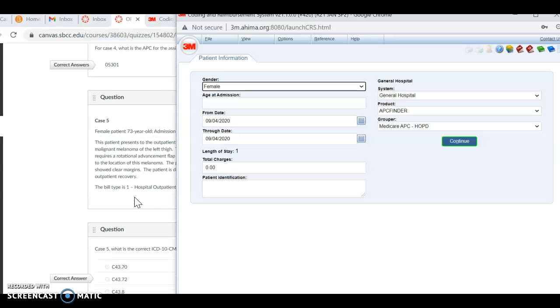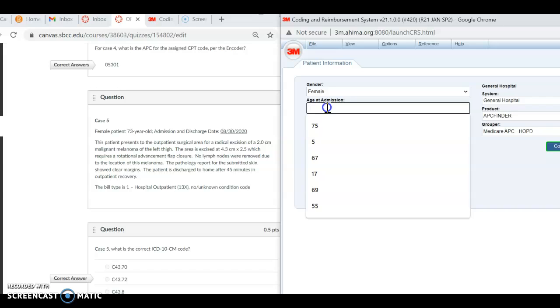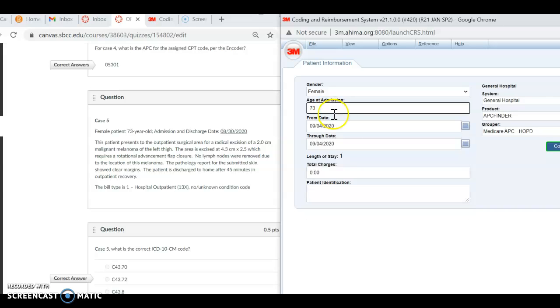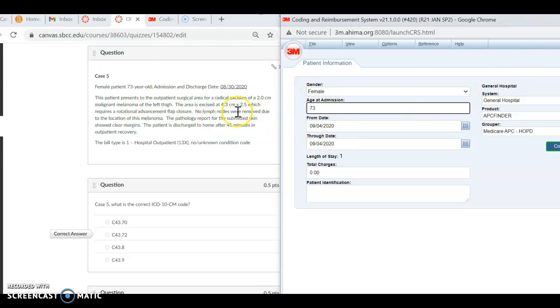Okay, a couple of different things with case number 5. So this here is a 73-year-old female. Okay, the biggest thing here is going to be the surgical area. With the lymph nodes were removed due to location. The pathology report for the submitted skin showed clear margins. Patient discharged to home after 45 minutes in outpatient recovery. So let's go ahead and we are going to code that malignant melanoma of the left thigh first.